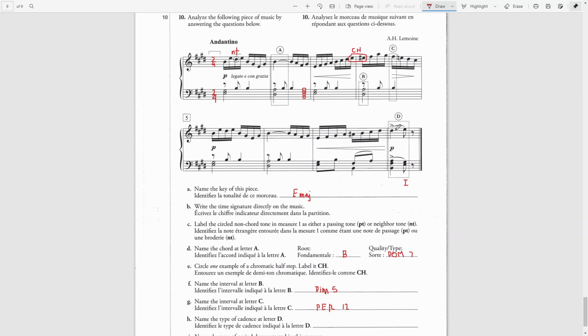Then we have a dominant seventh chord here. So if I bring this D sharp down an octave to here, I have a major third, perfect fifth, and a minor seventh. This is a dominant seventh chord. This is an authentic cadence.